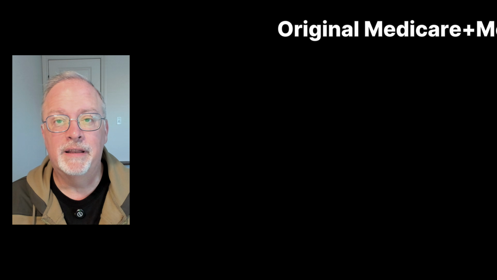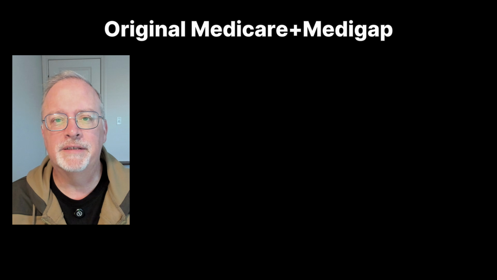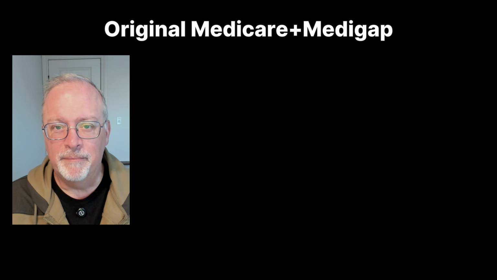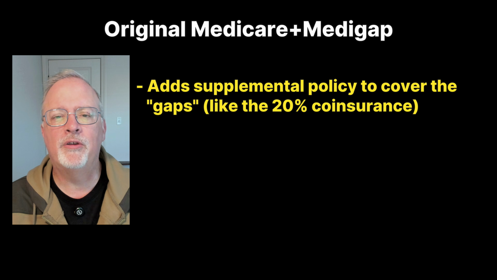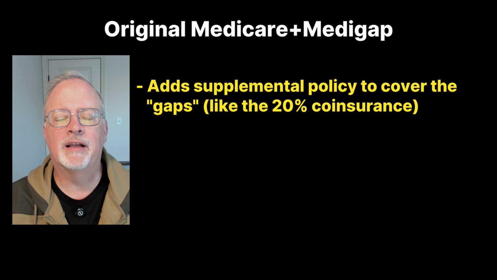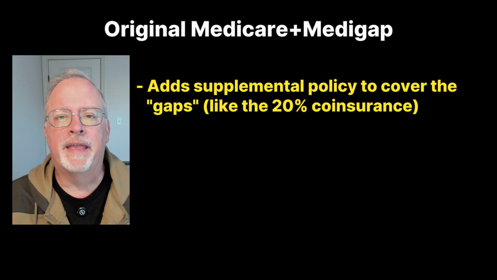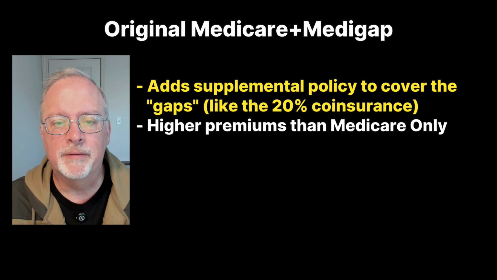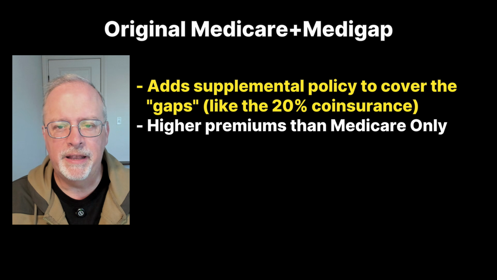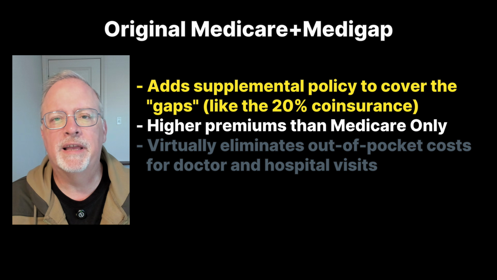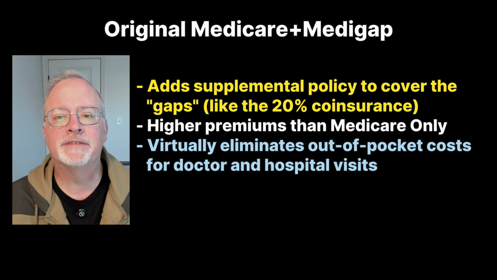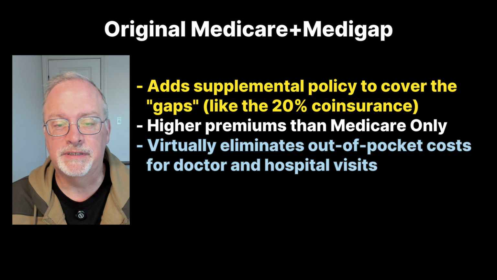The second option is Original Medicare plus a Medigap plan. This is Parts A and B that we looked at before, but now you're going to be buying a policy that helps cover that 20% coinsurance. The calculation then reflects higher premiums than just the Original Medicare, but it virtually eliminates out-of-pocket costs for doctor and hospital visits.